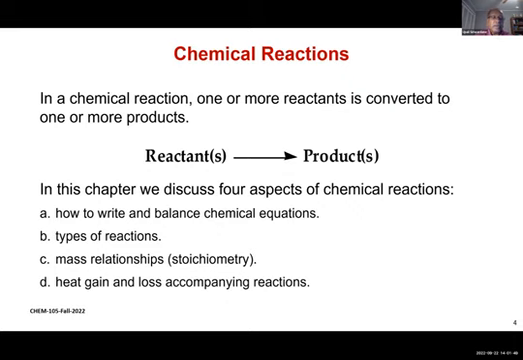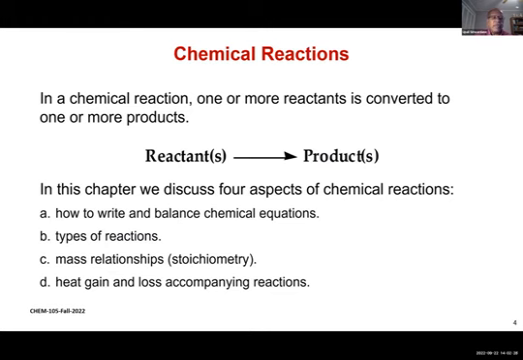The last aspect we're going to look at in chemical reactions is how much heat is gained or lost accompanying reactions. Some reactions produce extra heat when the products are formed. They are called exothermic reactions, given out. Some absorb heat, they are called endothermic. That endo means going in. So we're going to look into these 4 aspects.